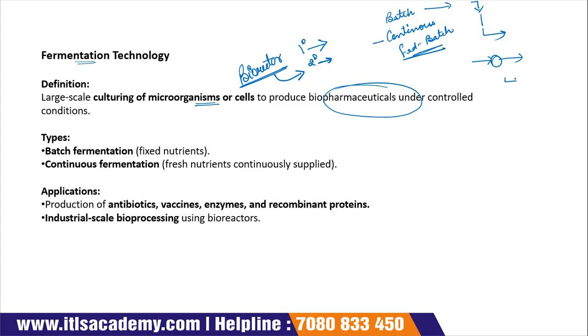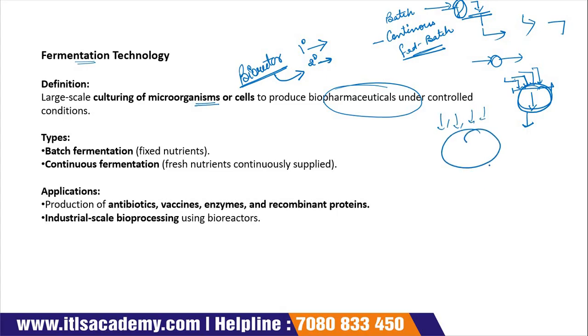In fed batch, we give input from time to time, at a time interval, and whenever the process is completely complete, then we find the result. Means input and final reaction: when the process is completed, then we find the result. In continuous, input and output is given continuously. In fed batch, we introduce input at a time interval, and whenever the process is completed, then we find the result. Okay. And the application is production of antibiotics, vaccine, enzyme, recombinant proteins.